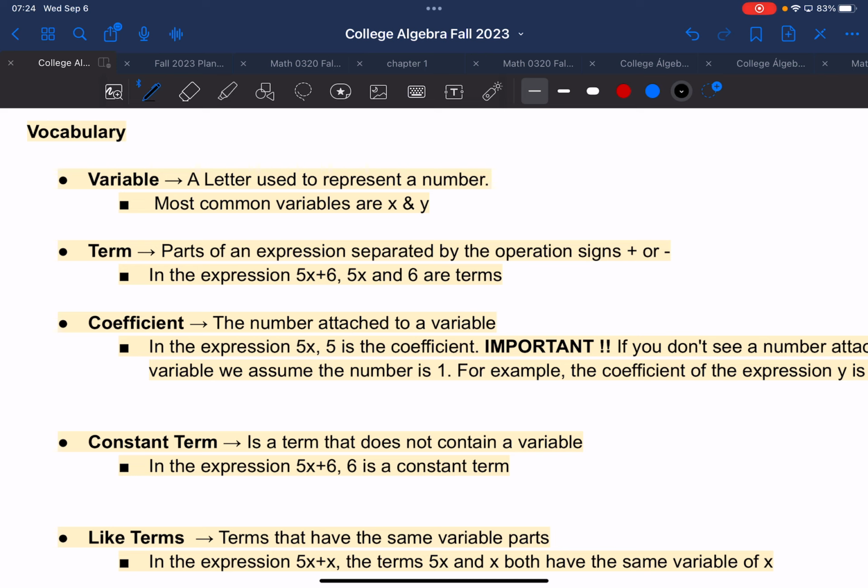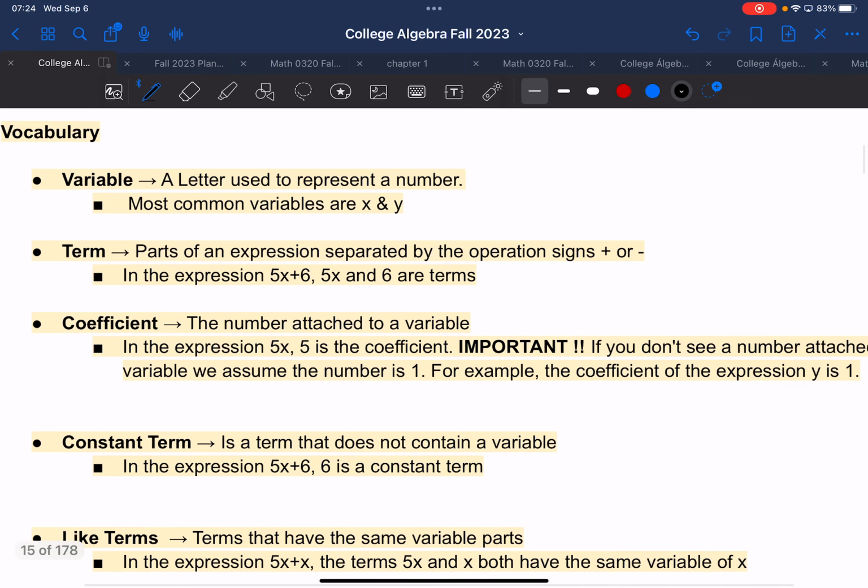Coefficient. This number is attached to a variable. In the expression 5x, 5 is the coefficient. And I wrote important, if you don't see a number attached to a variable, we assume that number is what? So if you just see x, and I say, what is the coefficient of x, what would it be? 1. Good, 1.